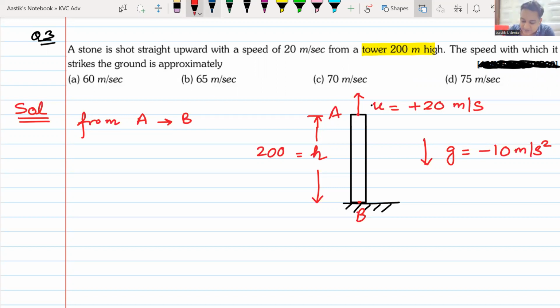Now, there are many ways to solve this question. As I told you, we have to look for the smartest way. You know u, you know g, and you know the displacement h, and you have to find the value of v, the speed. Speed is always positive, remember. It is the speed with which it hits the ground. Which equation should I use? Tell me fast, and if you understand that equation, your answer will come in a flash.